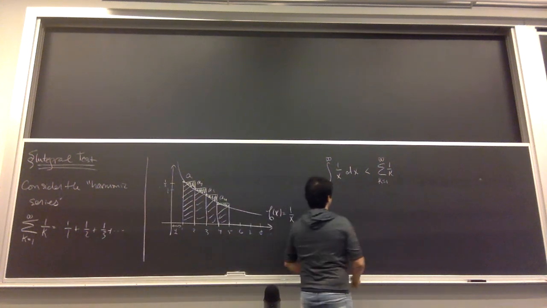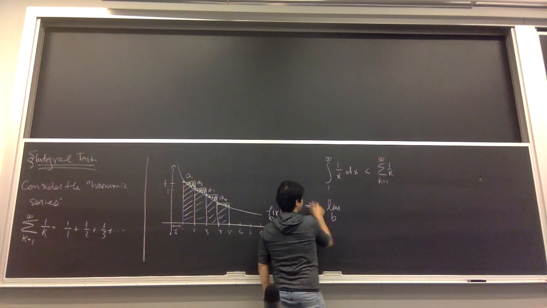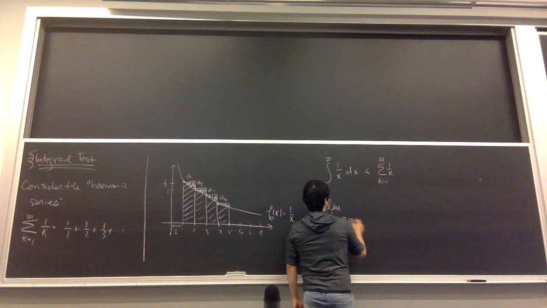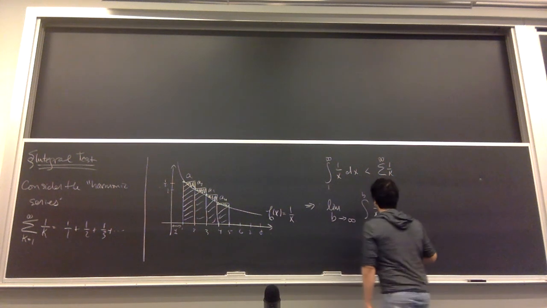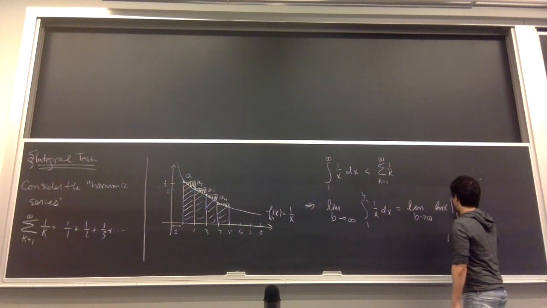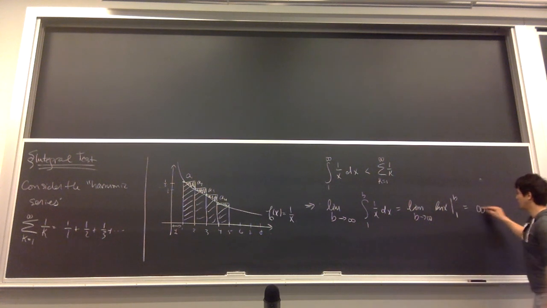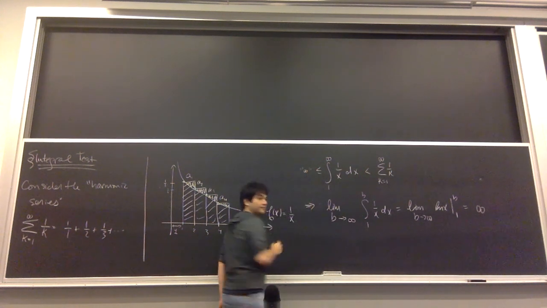What does this equal? Well, this implies the limit as b goes to infinity of the integral from 1 to b of 1 over x dx. What is this equal to? Well, this is the limit as b goes to infinity of ln x from 1 to b, which is infinity. I hope you will let me skip the intermediate terms, right? So ln b minus ln 1, which is 0. Okay, so this is bigger than or equal to infinity.